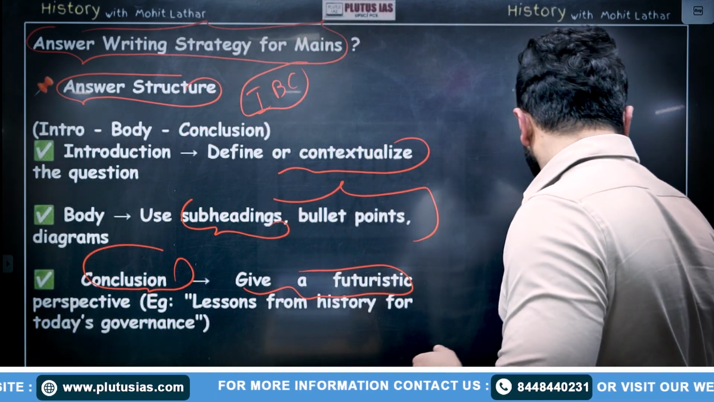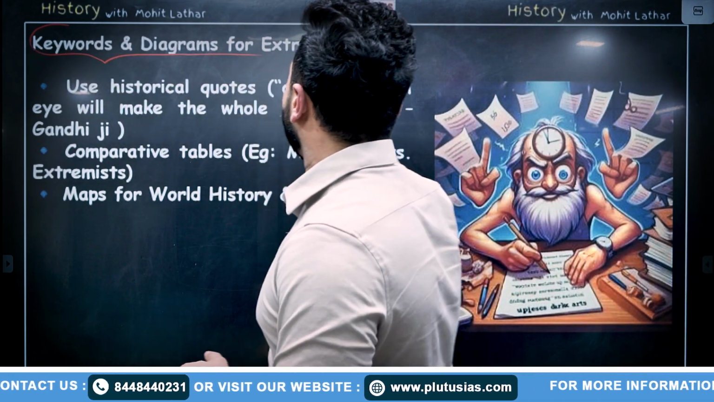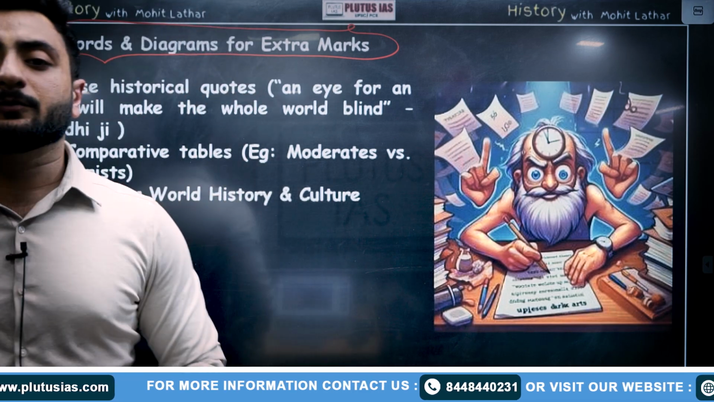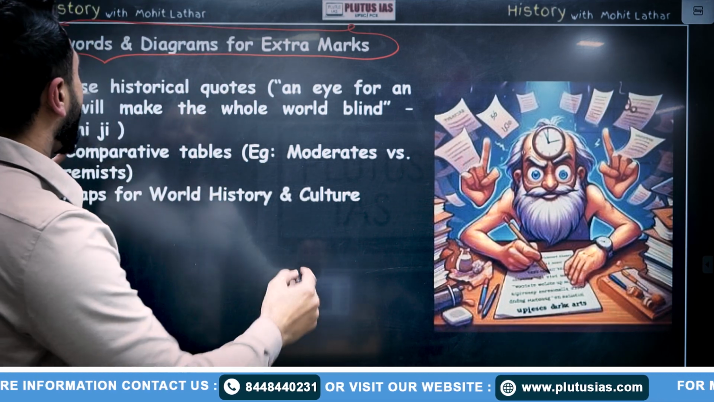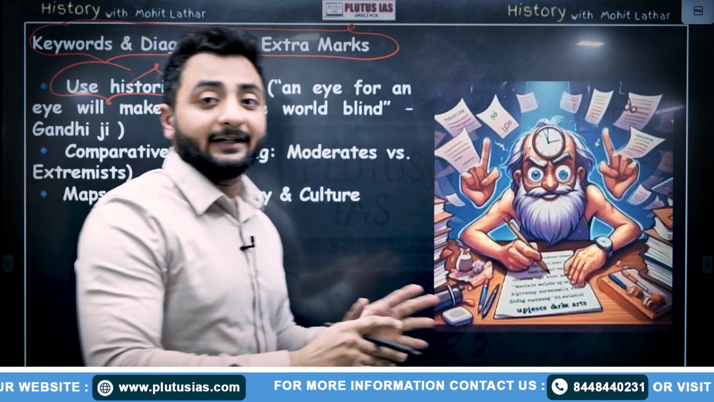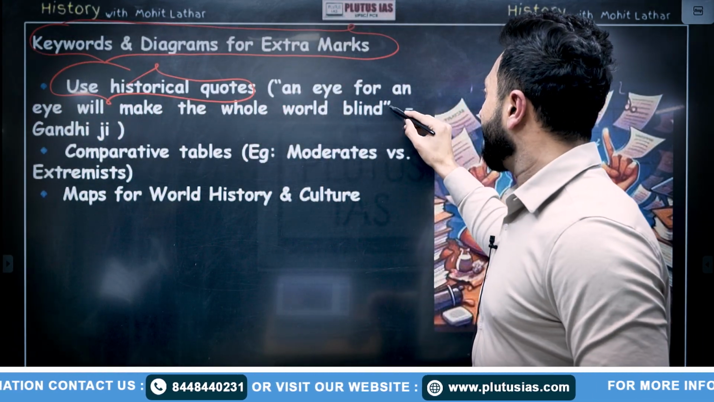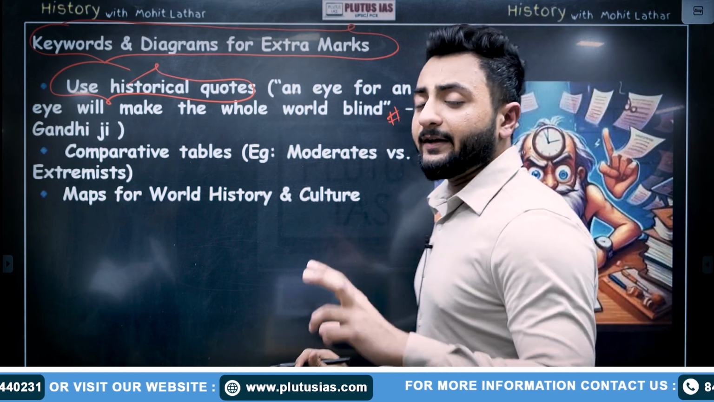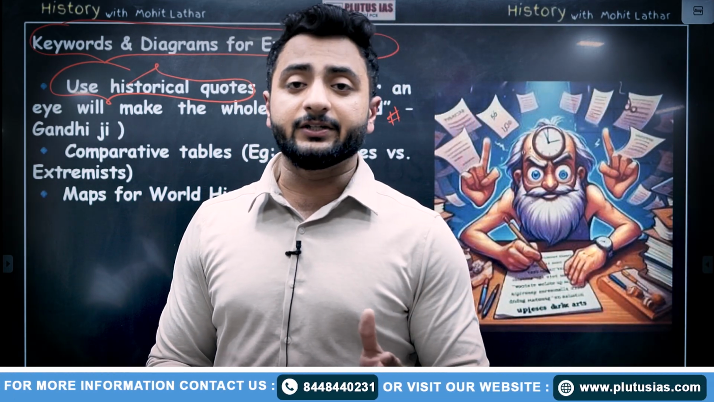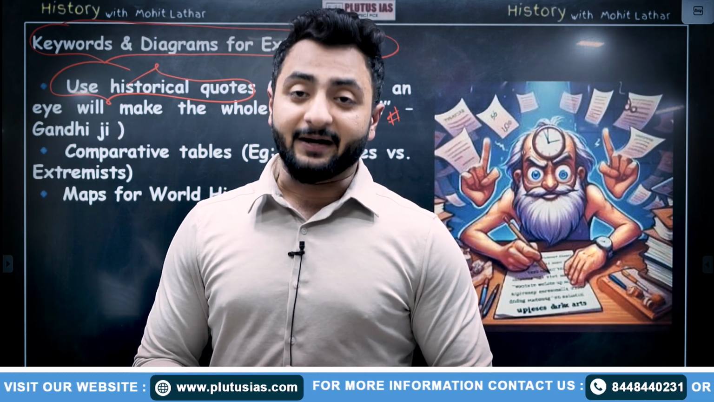Fine. Moving forward, we would be looking at keywords and diagrams for extra marks. We can use quotes in our answer. We can use historical quotes. Like Gandhiji said, an eye for an eye will make the whole world blind. This can be used when we are talking about non-violence, ahimsa, constructive works of Gandhiji that he did after coming to India. Do you remember the Champaran Satyagraha?